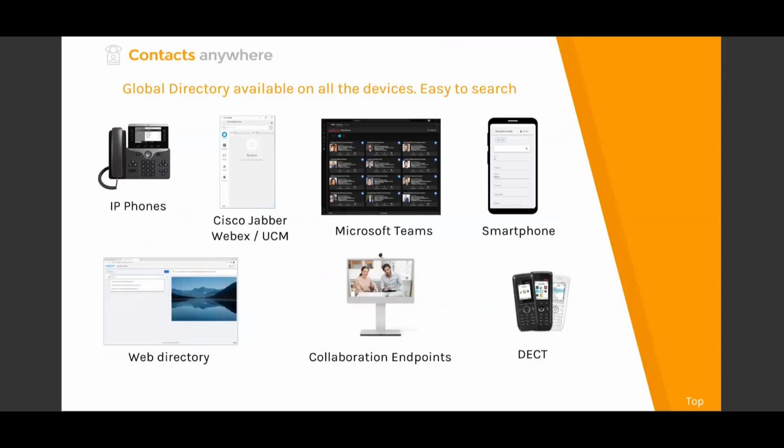So you can search and dial from Global Directory from different devices. Of course, the IP phones, Cisco Jabber, now WebEx also, which can replace Jabber with WebEx for CUCM. Microsoft Teams now. You can use the web directory also from a smartphone because we have designed the web directory as responsive, so it adapts to this format. So if you have Teams, for example, or Jabber on a smartphone, you can use it also. New web directory, collaboration endpoint, and DECT.